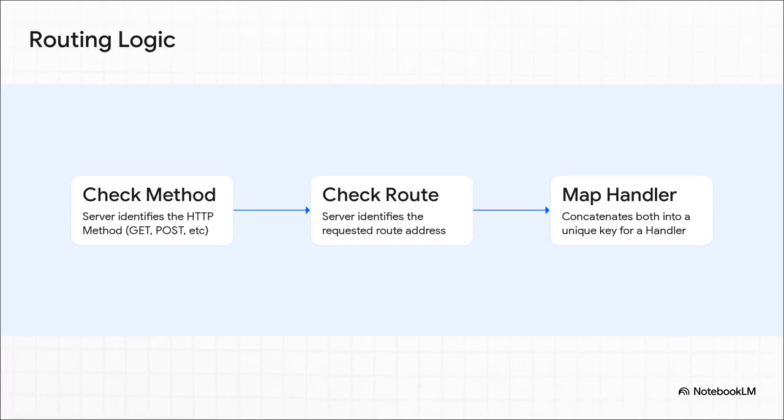So what does the server actually do with those two pieces of info? Well, it processes them in a very specific order. First, it checks the method. Next, it checks the route address. And then it literally concatenates both of them together into a unique key.